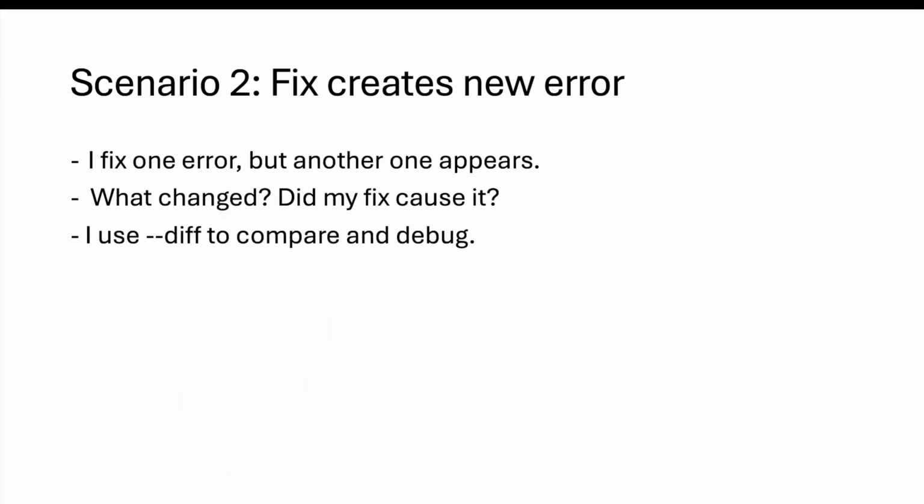Scenario 2. Fix creates new error. I fix one error, but another one appears. What changed? Did my fix cause it? I use the diff flag to compare and debug.